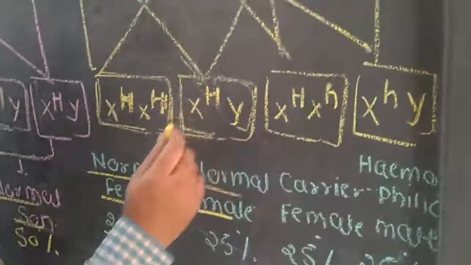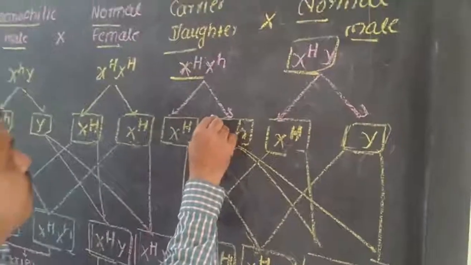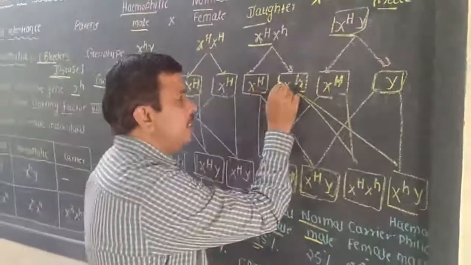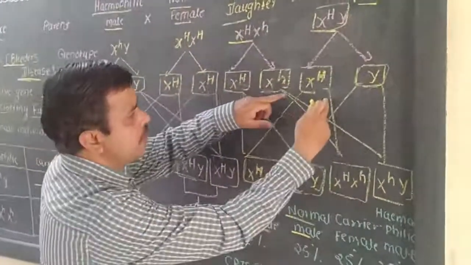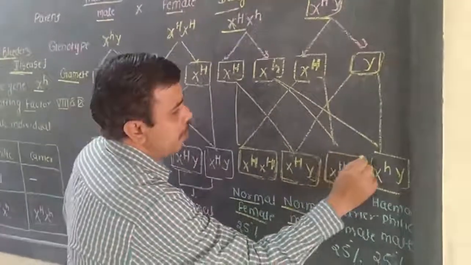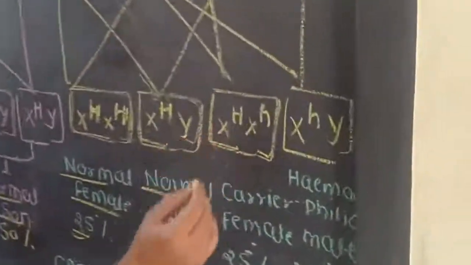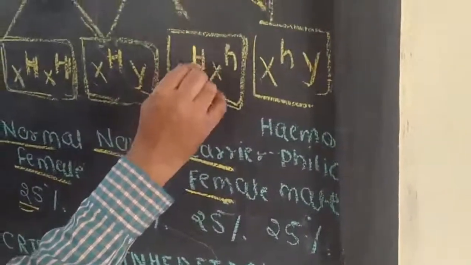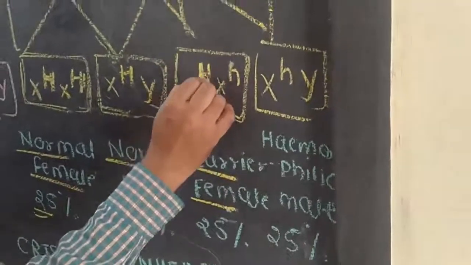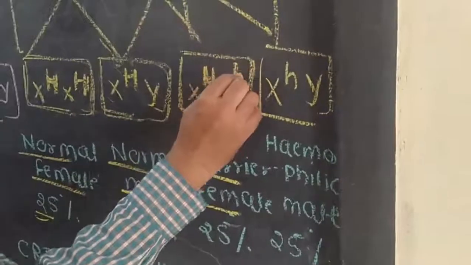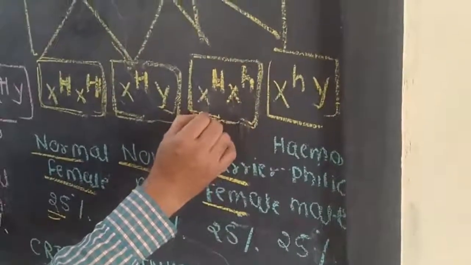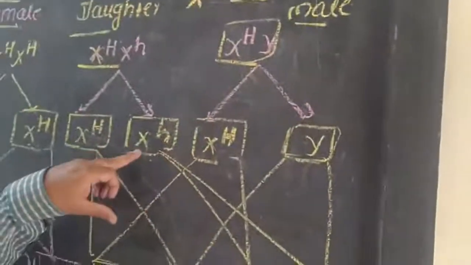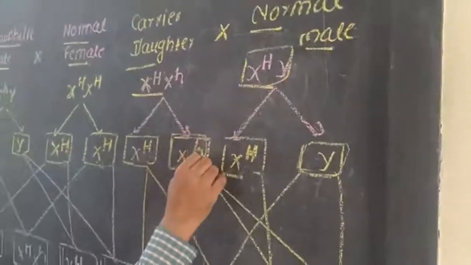Then next, again here is the egg. This egg will be fused with the sperm, and a new offspring will be produced. This new offspring is female and carrier in condition, because one X chromosome contains the dominant gene and the other X chromosome contains the recessive gene. So this condition is known as the carrier. Then another X chromosome here: this X chromosome means the carrier daughter.